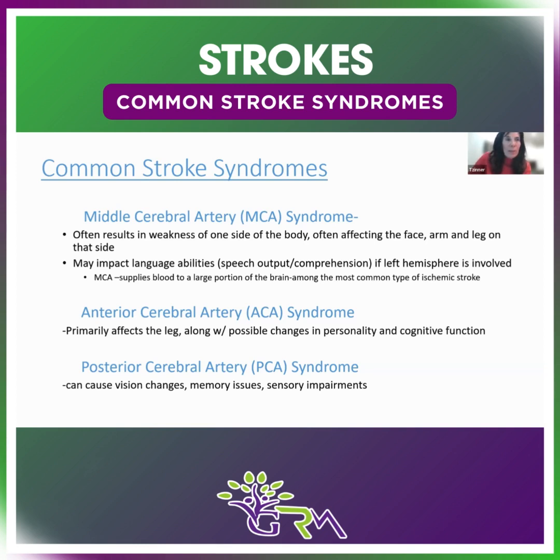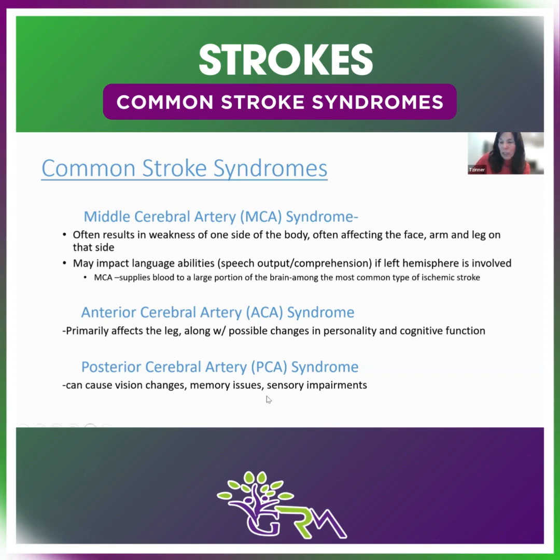An anterior cerebral artery syndrome stroke primarily affects the leg. You can also see changes in personality and cognition, so the way the person thinks. And then posterior cerebral artery can cause changes in your vision, memory, and sensory impairment. Next slide.